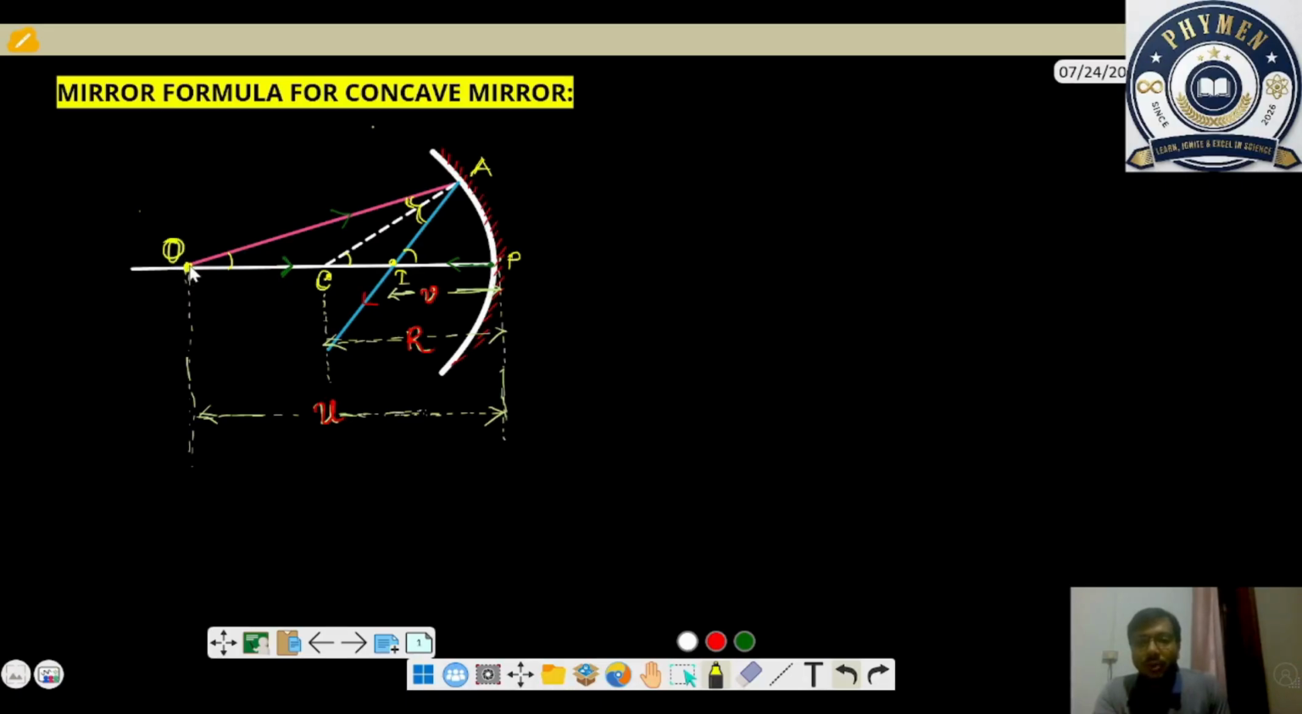Then from this object one ray is incident at point A, and after reflection it passes through the point I. If we draw a line from the center of curvature of this mirror to the point of incidence, then this will behave like a normal. So it will follow the law of reflection. Let me take this as I, and this is the angle of reflection. As we know, the angle of incidence is always equal to the angle of reflection, following the laws of reflection.